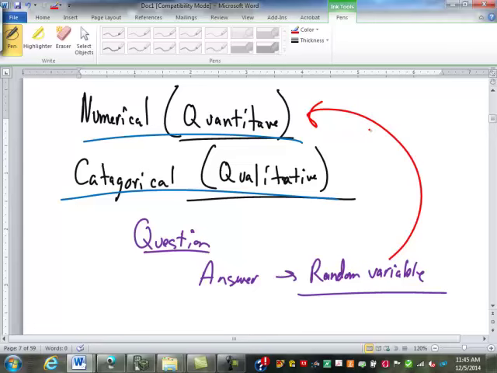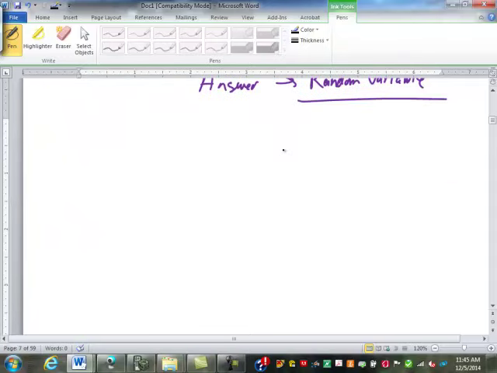If we're asking, what's your favorite color? Well, the answer to that question would be red, blue, green, whatever. Since that answer puts you in a category, it's not numerical, that would be a categorical random variable. So we're going to have to look at analyzing both ways, numbers and categories. Let's start out with numbers.